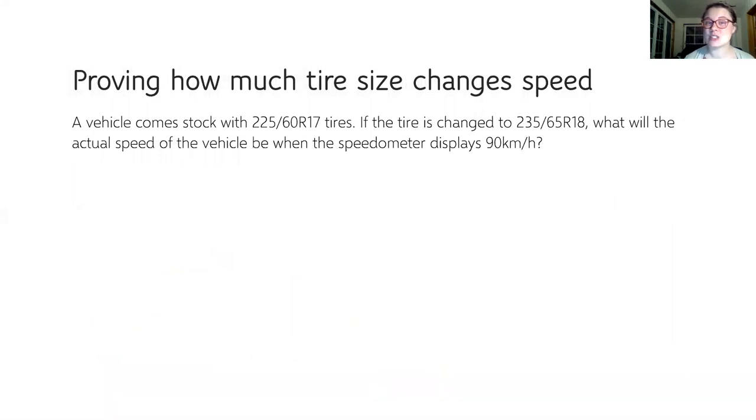So in this case, the stock car has tires at 225, 60, 17. This is actually the tire specs for standard for a Rogue. I forget what year, you'll have to bear with me. So we just calculated, if you need to look back, the size of this tire, and we found that it has a circumference of 2.2 meters. We found out that the bigger tire has a circumference of 2.4 meters.